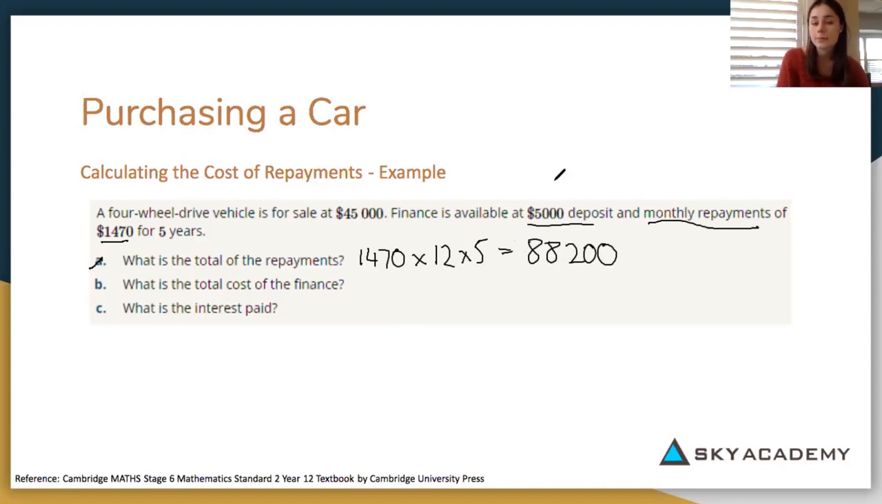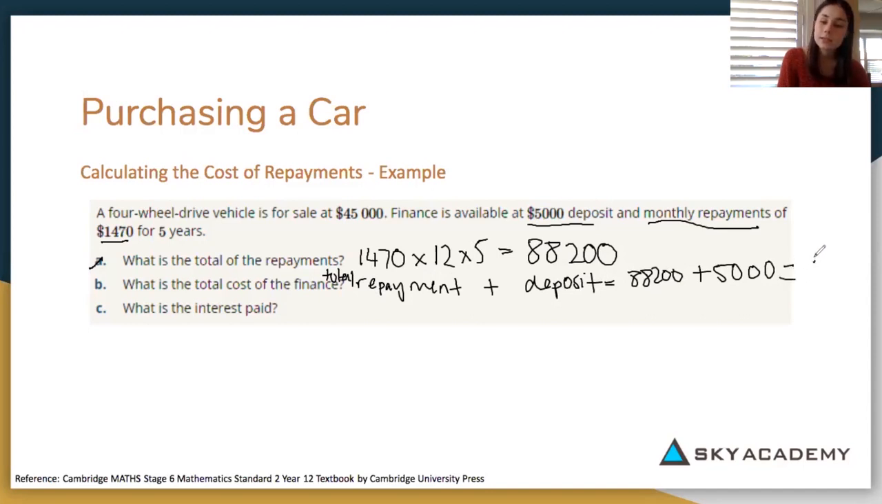So question B says, what is the total cost of the finance? So this is where you get your total repayment and add the deposit to it. So it's 88,200 plus 5,000. And that's going to leave us with $93,200. So that would be the total cost.